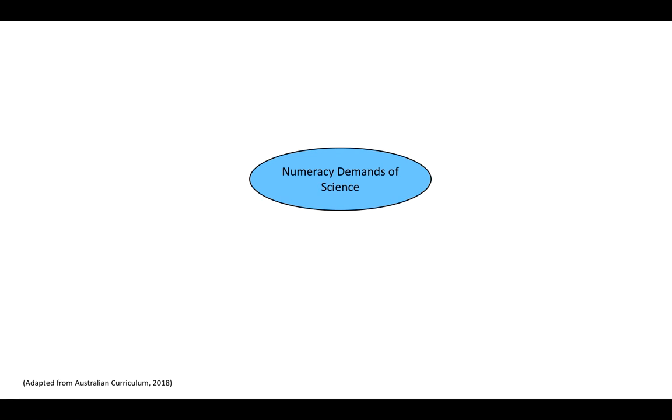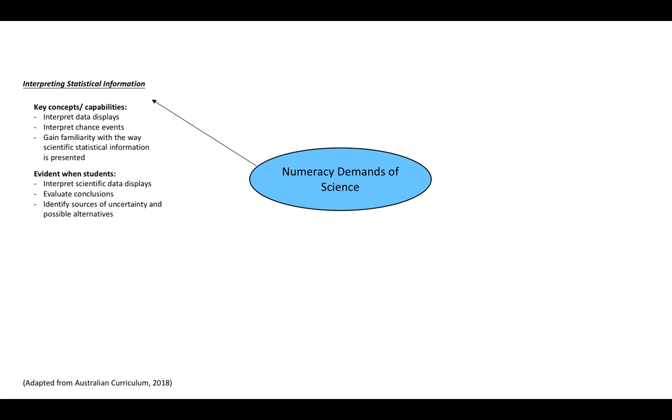Secondly are the numeracy demands of science. Many elements of numeracy are evident in the Australian curriculum, particularly in science inquiry skills. These include interpreting statistical information, which means interpreting data displays as well as chance events, as well as gaining familiarity with the way scientific statistical information is presented and learning how to understand that.